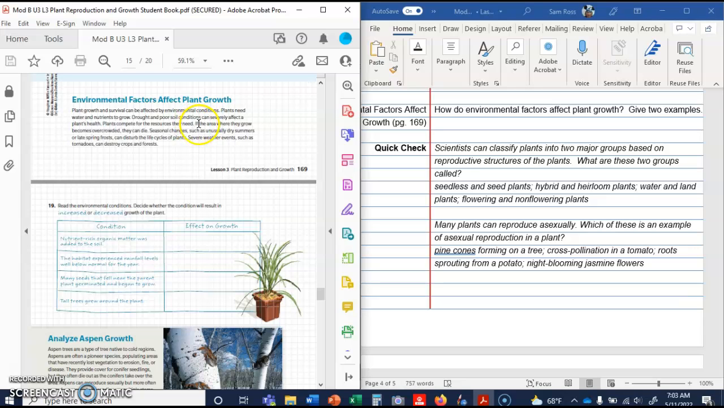Really, it's basically water and nutrients are the environmental factors that affect plant growth. And then 2 examples would be the seasonal changes and the severe weather events. So let's go into this quick check.